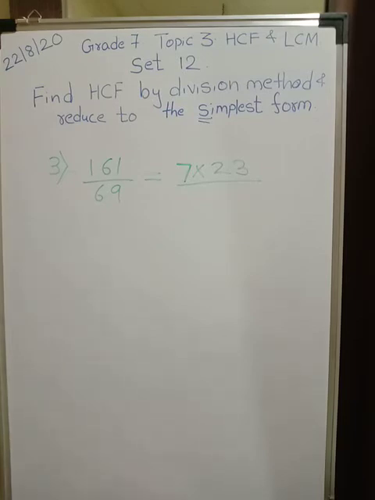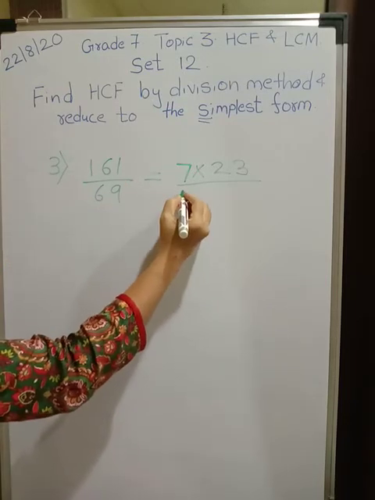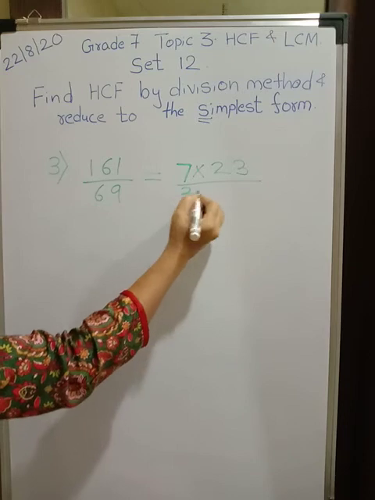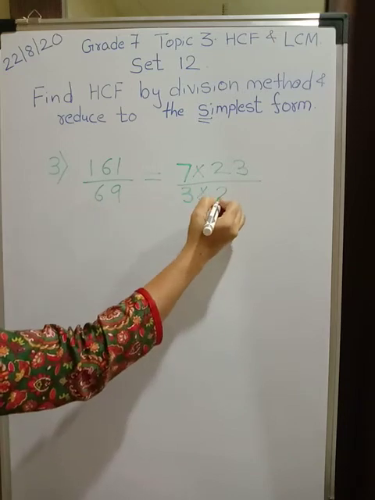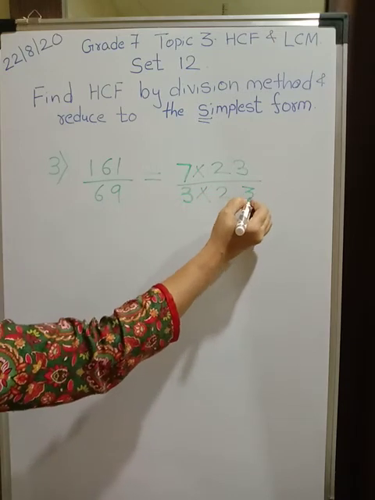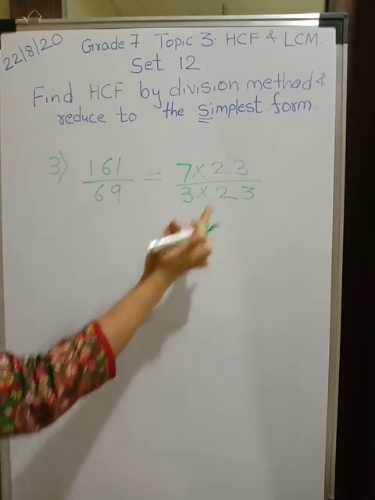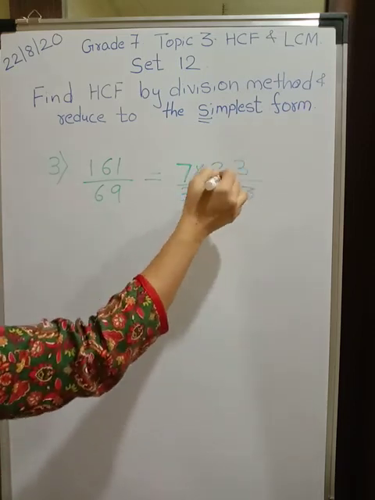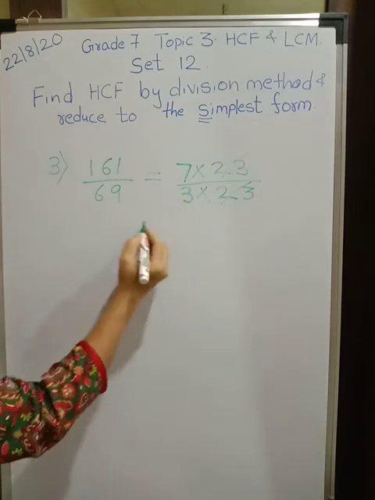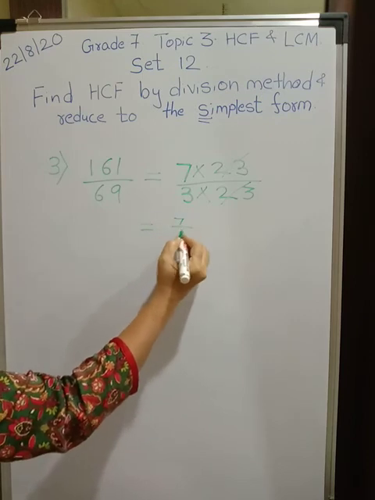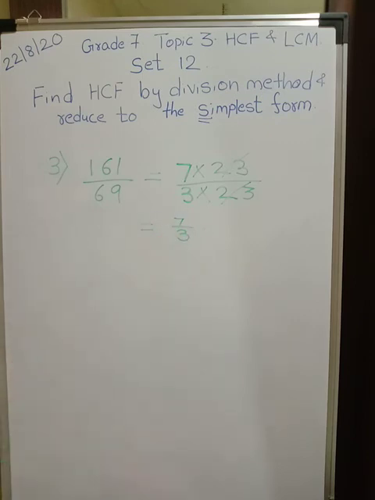Now let us split 69 also. 69 can be written as 3, it is divisible by 3. So 3 into 23, 3 2s are 6 and 3 3s are 9. Now see, you got 23 upon 23. This can be cut. Alright, so what is your reduced form? It is 7 upon 3. Alright, this way also you can do if the numbers are a little difficult.